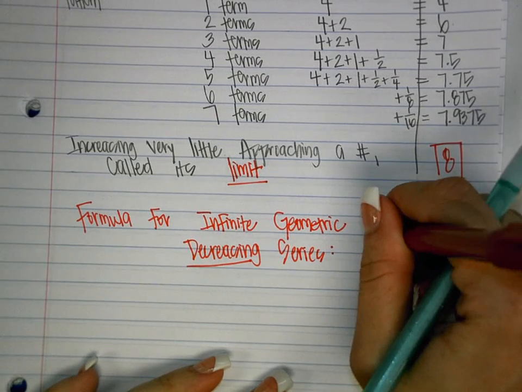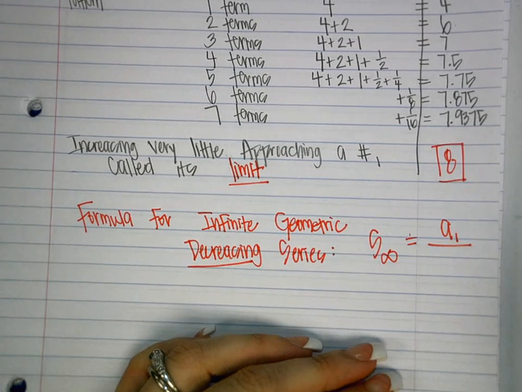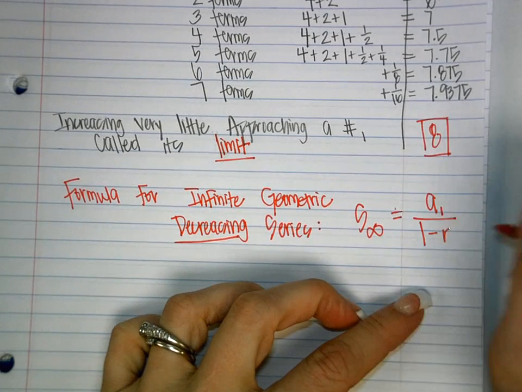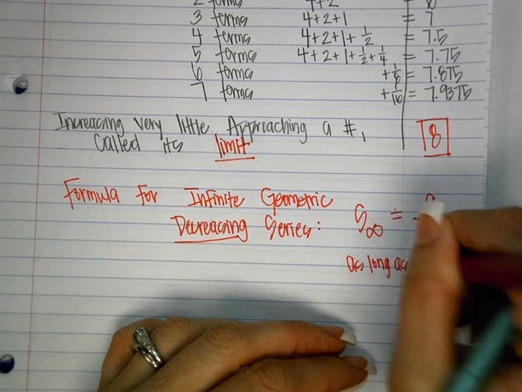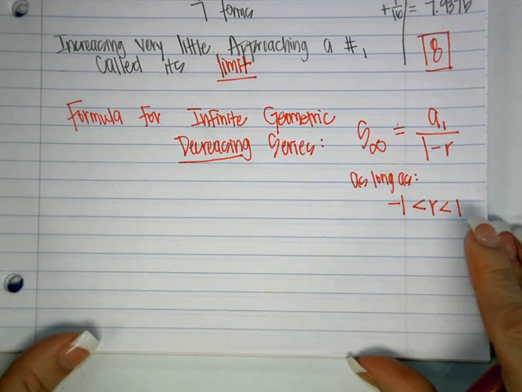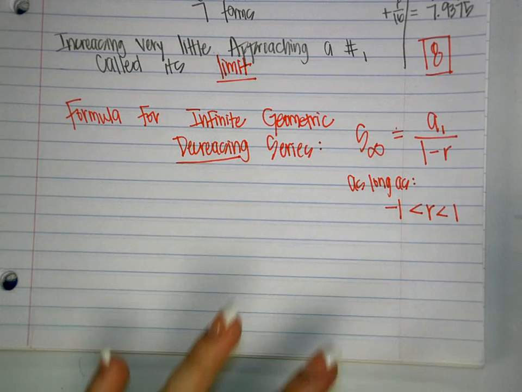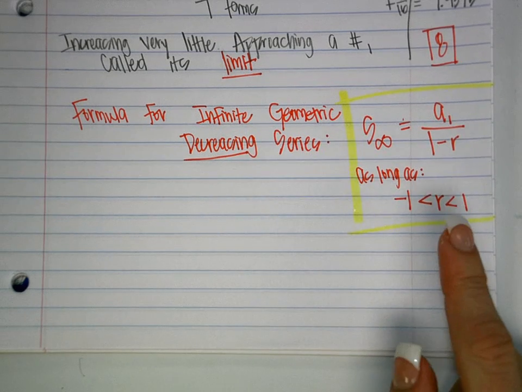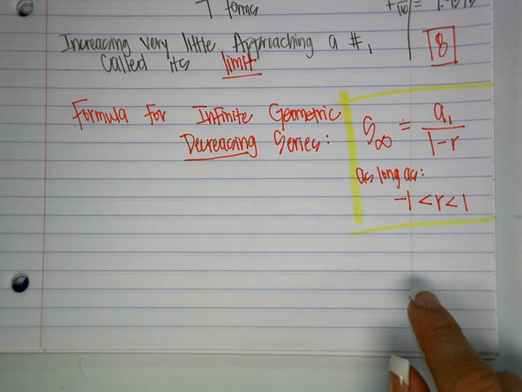And the formula for that is the sum of infinity. Infinity is kind of like an 8 sideways. It equals A1, the first term, divided by 1 minus R, 1 minus its common ratio, as long as your ratio is between 1 and -1. If it's not between those, this will not work. I'll show you some of those in a little bit. As long as your ratio is a fraction, even a negative fraction, you can use the infinite decreasing geometric series formula.